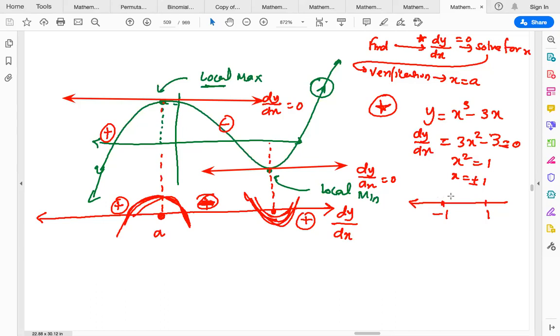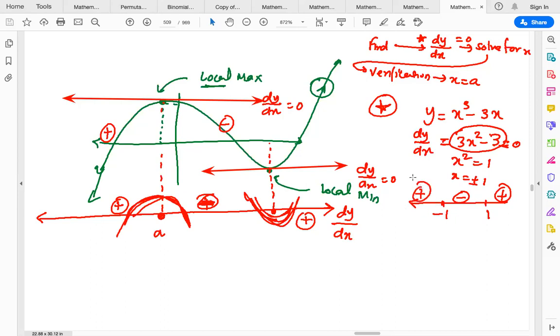Now, when you want to check whether it's maximum or minimum, you're going to draw the sign diagram for this. So let's say if I plug 0 here, if I take 0, it is negative. So it is negative here. If I take positive 2, it is positive. 2 times 2 squared is 4, 4 times 3 is 12, and it is positive. And then once again, if I take here maybe minus 2, you'll notice that it is coming positive.